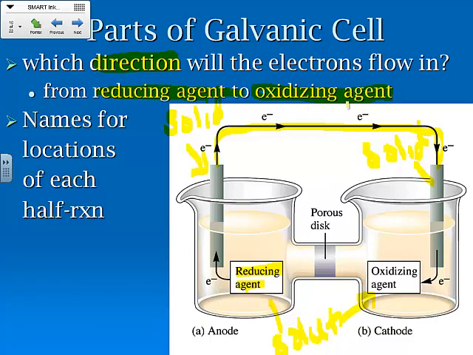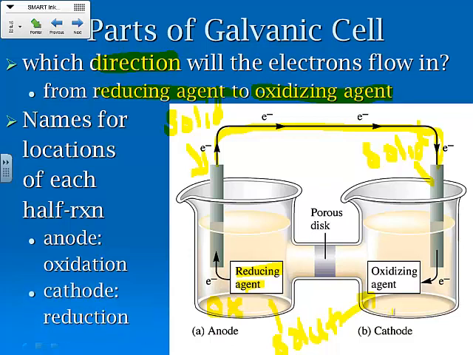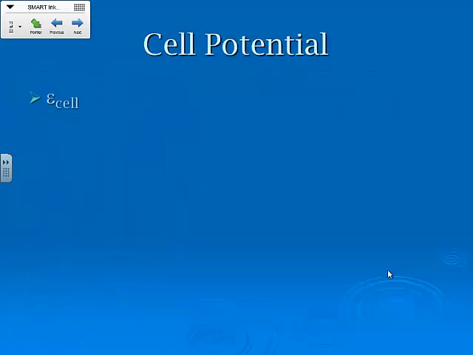All right. Now we do have names for the locations of each of the half reactions. The anode, if this is the reducing agent, then the anode is where the oxidation reaction is going to take place. All right, and the cathode is where the oxidizing agent is and where the reduction reaction is taking place. Okay, so if you think back when we split these into our oxidation reduction half reactions, now we're really applying that to a real world scenario. So anode is where your oxidation reaction is going to take place. It contains your reducing agent. The cathode is where the reduction reaction is going to take place, and it contains your oxidizing agent.